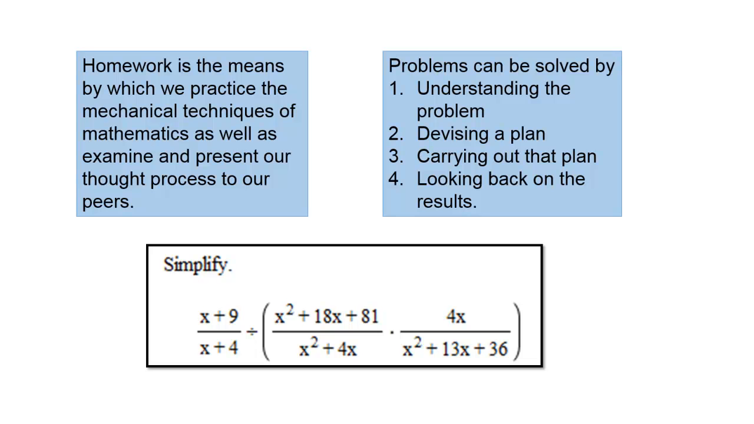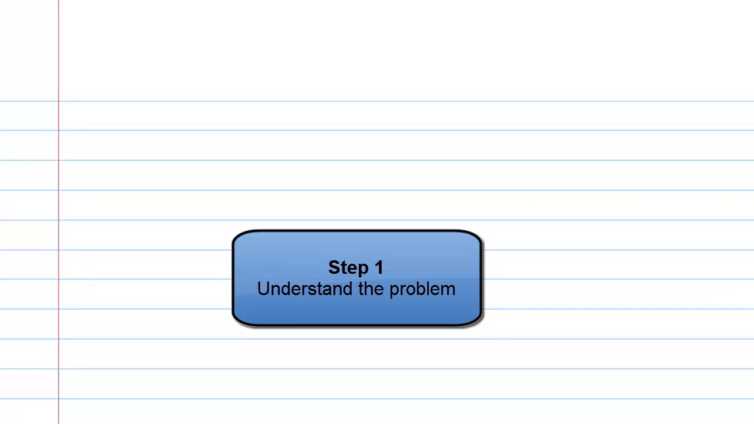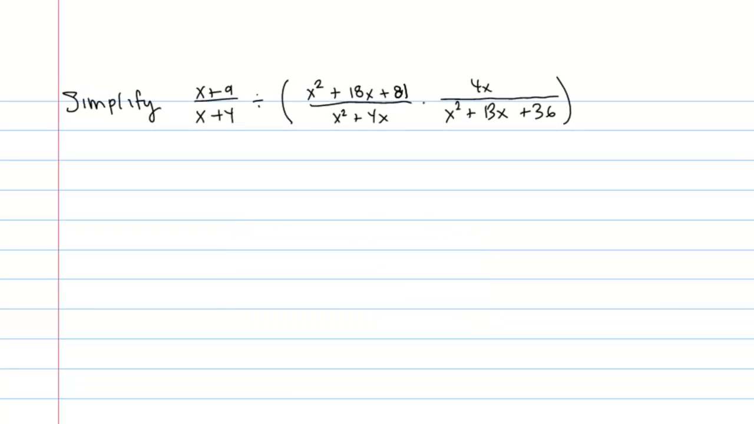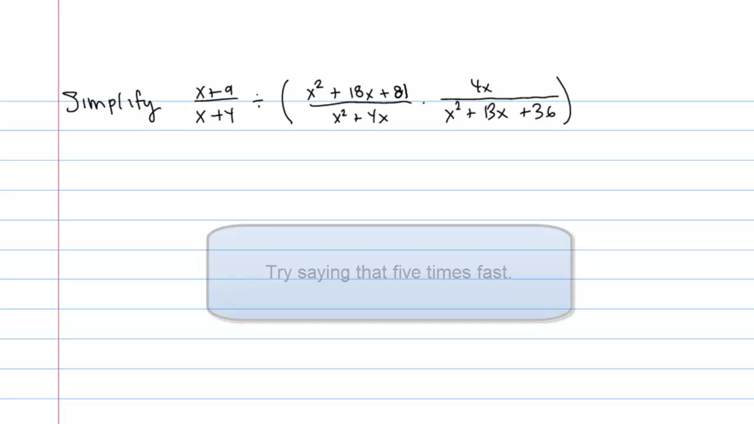So we need to grab a piece of scratch paper and get going. Step 1, understand the problem. So let's copy it down. Simplify (x + 9) divided by (x + 4), divided by the quantity (x squared + 18x + 81) over (x squared + 4x), times 4x divided by (x squared + 13x + 36).